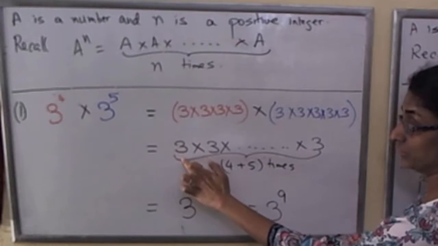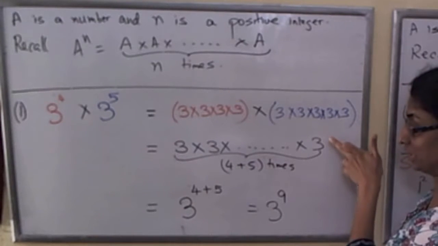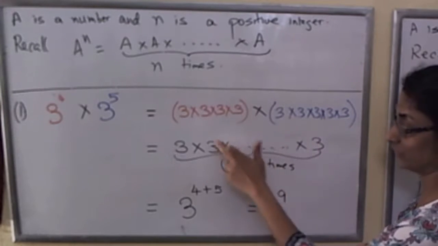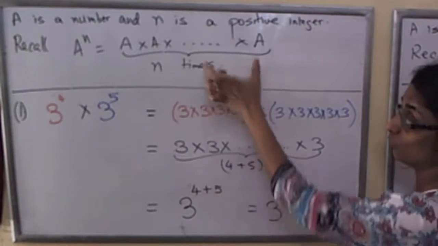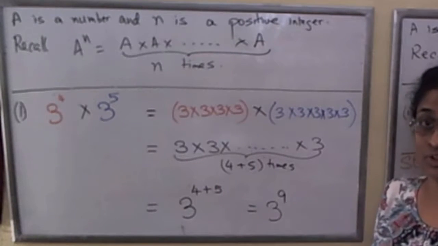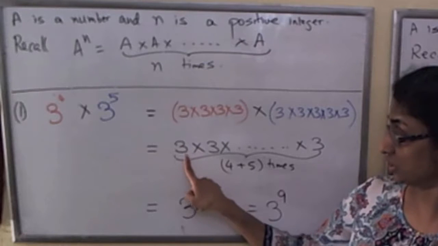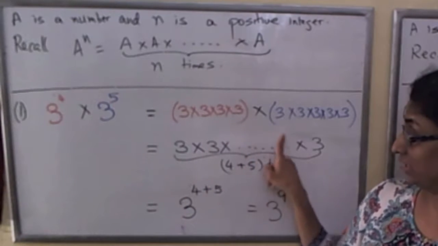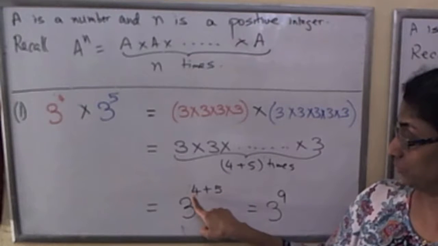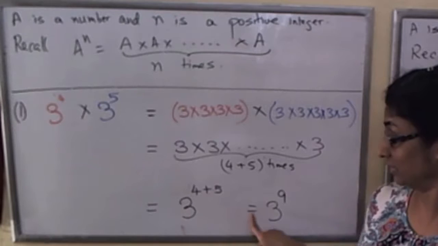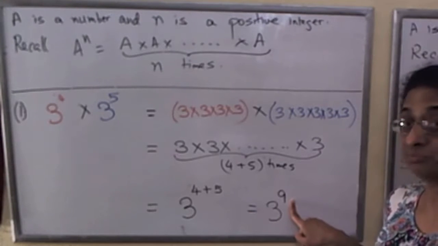So now this is a long expression where I'm taking the same base number 3, multiplying it by itself many times. Once again, we apply the definition to wrap this up into a very shorthand notation, which is the base number. I write it here. How many times am I multiplying it by itself? 4 plus 5. That 4 plus 5 goes in the exponent. And now you can write it as 3 to the 9.